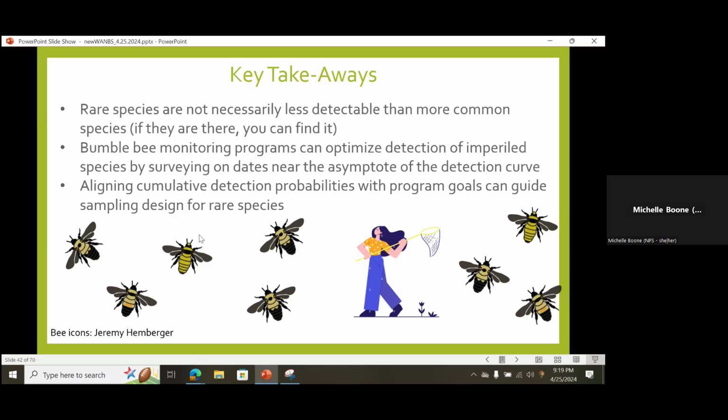And in fact, the rusty patch bumblebee long-term monitoring, like federal monitoring program, is just rolling out this year. So I'm excited to see how the first year goes. And another key piece is aligning your cumulative detection probabilities with program goals can help sampling for rare species. So that was what I was getting at with that last slide, where depending what you're looking for should really guide when you're going to go out and survey to optimize resource use.